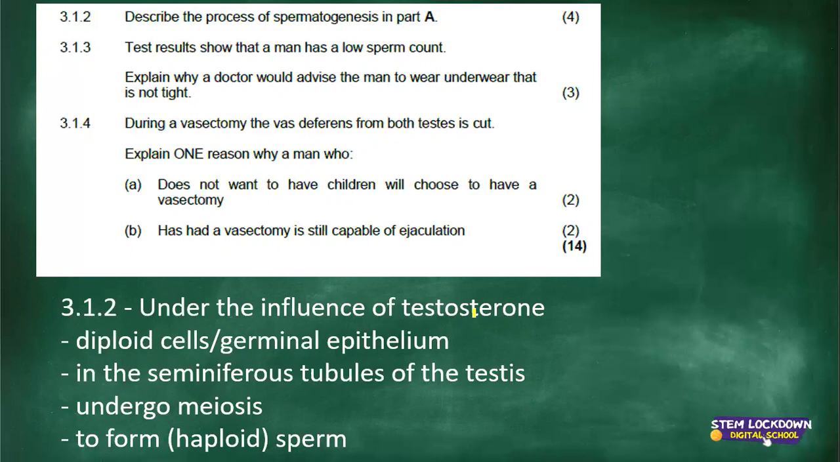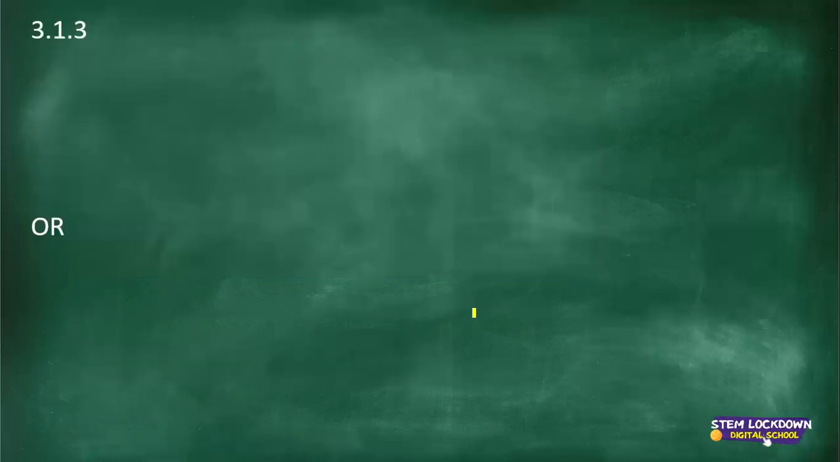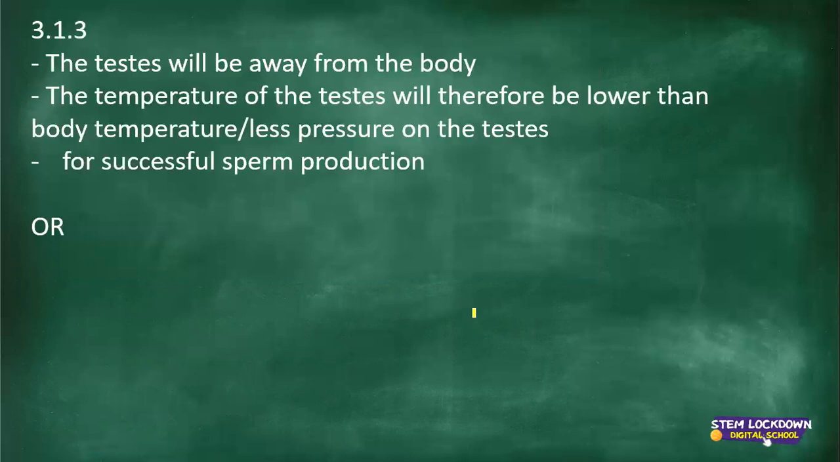So let's state here, these test results show that this man has a low sperm count. So why then would a doctor advise this person to wear underwear that is not tight? Why? What's the point of underwear that is not tight? The testis will be away from the body. The temperature of the testis will therefore be lower than body temperature, or there'll be less pressure on the testis. And this is playing a role in successful sperm production.